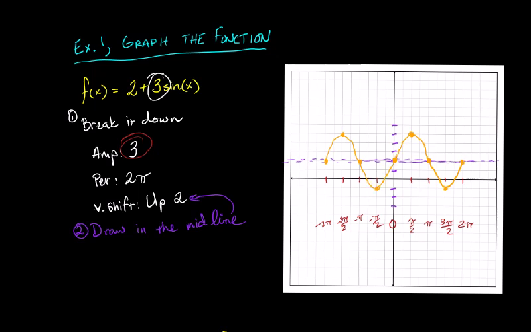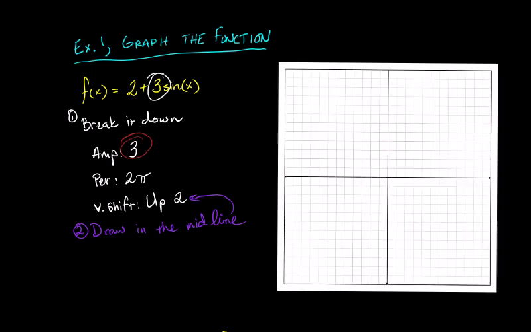Once again, the domain is all real numbers, but the range is going to go from negative 1 to 1, 2, 3, 4, 5. And so negative 1 to 5. So that would be it.